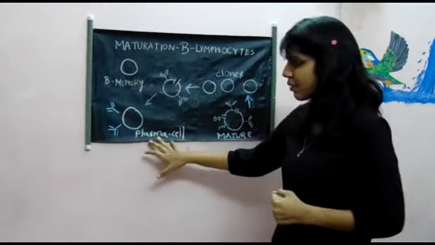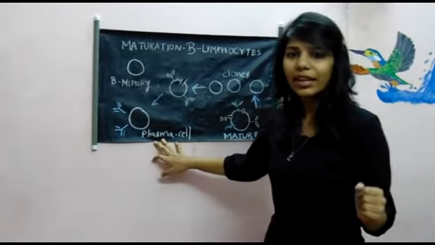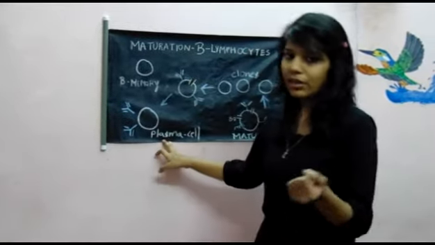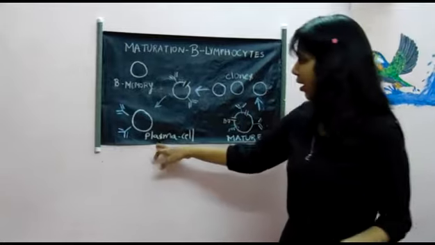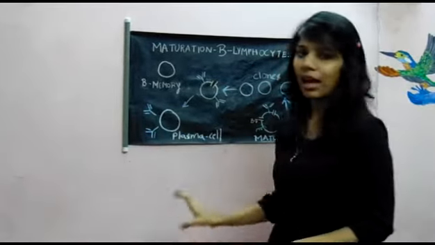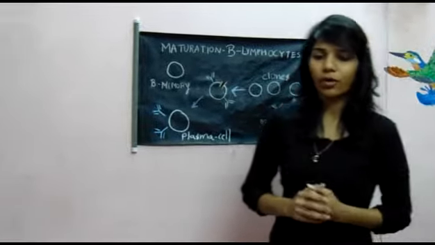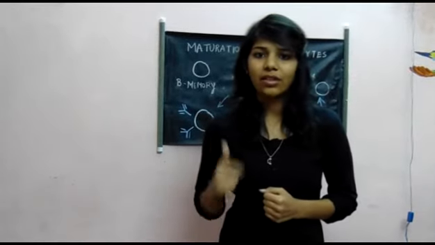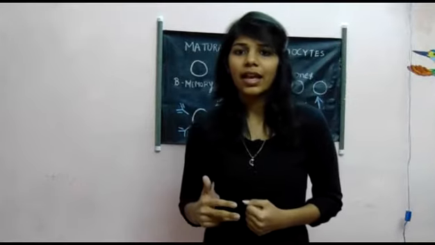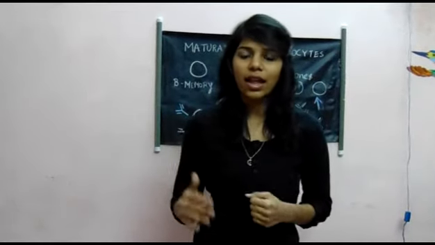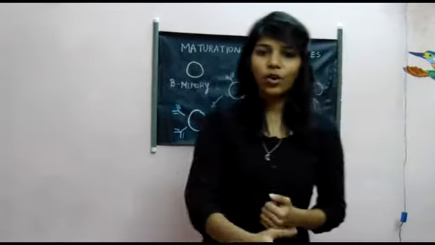Now these plasma cells are capable of synthesizing any kind of antibody like IgD, IgE, IgA, IgM, etc. This is how a B lymphocyte matures, going from a pro-B cell stage, then the pre-B cell stage, then immature B cell, a mature B cell, and finally division into a plasma cell and the memory B cell stage. I hope this was helpful.